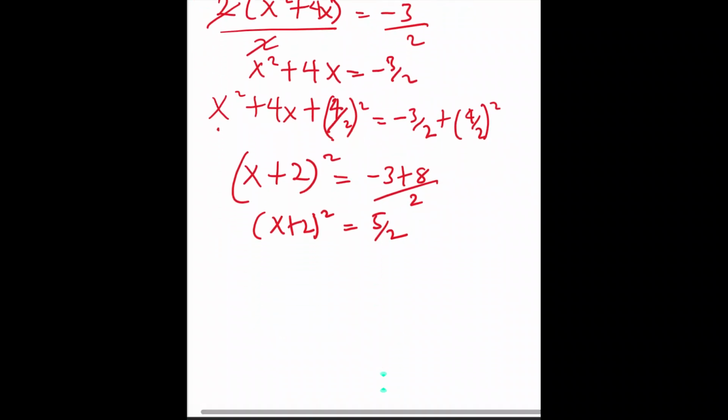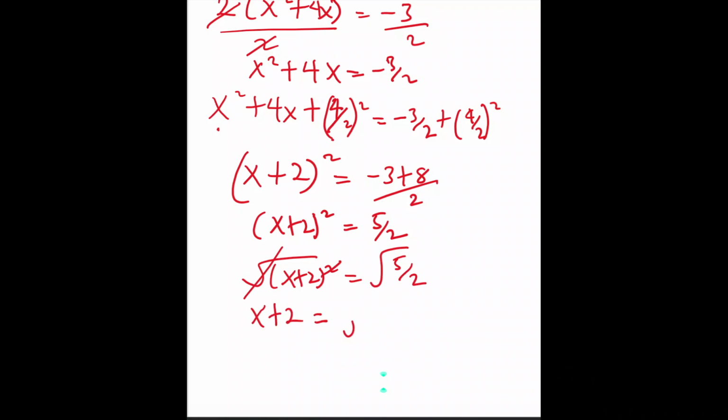And we square root both sides. When we square root both sides, x plus 2 all squared equals the root of 5 over 2. So this will cancel this. So that will be x plus 2 is equal to root of 5 over 2. So that will be x is equal to minus 2 plus or minus root of 5 over 2.